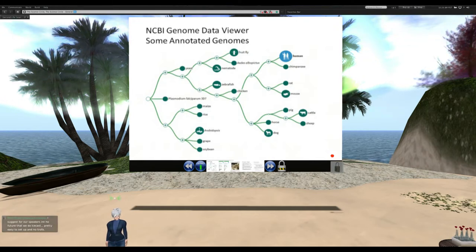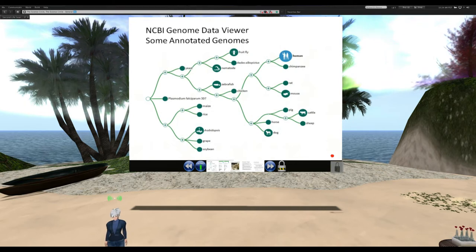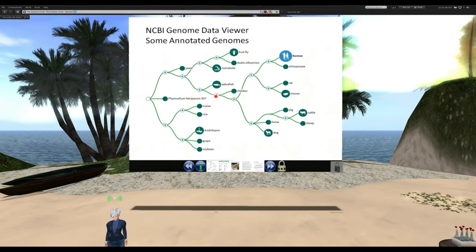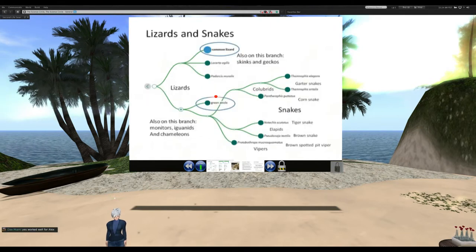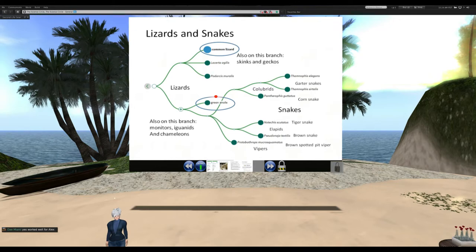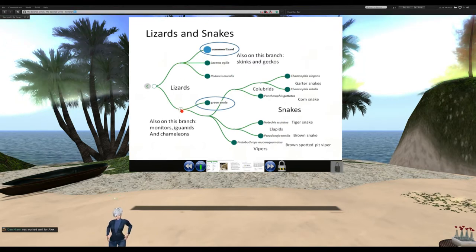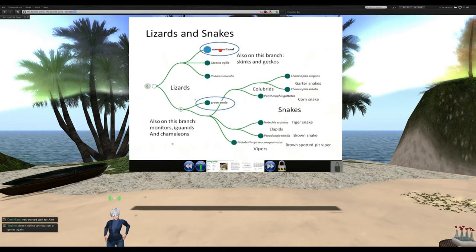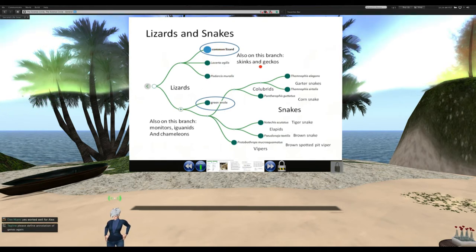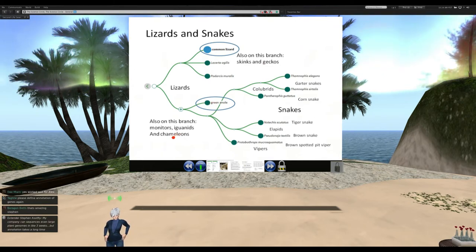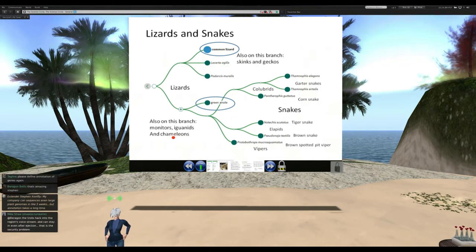This is the genome data viewer. And this is just a small subset of species that have been annotated so far. And I just want to show you a couple of lizards. So here's two groups of lizards. There's this branch and this branch. And on one branch, we have the common lizard along with skinks and geckos. On the other branch, we have this green anole, plus also monitors, iguanids, and chameleons. And also snakes are on this branch.